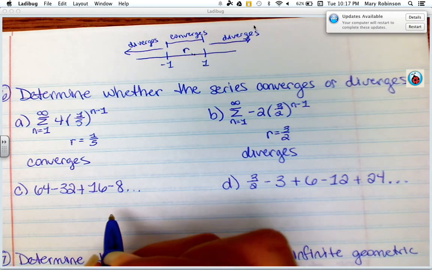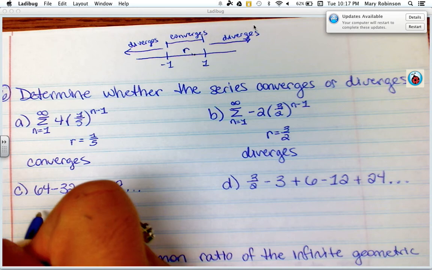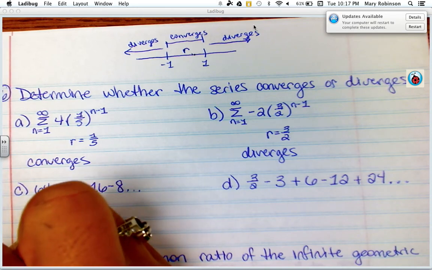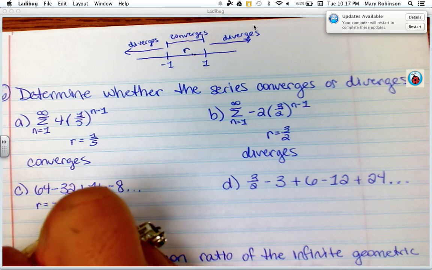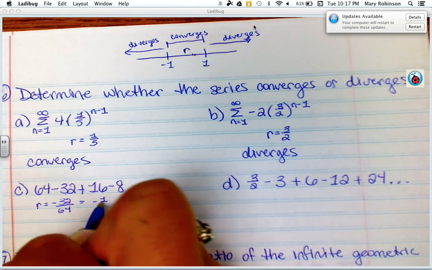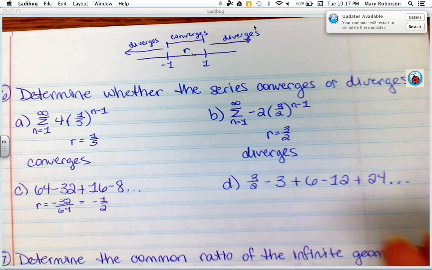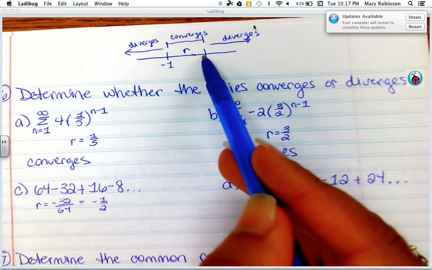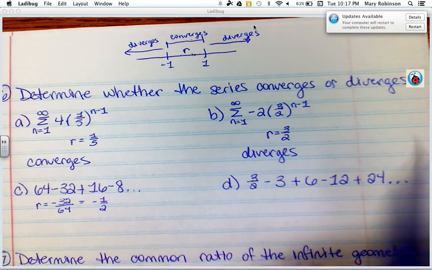Alright, so we're given the sequence in C, so the way we find R is we take the second term, so -32, and divide it by the first term, 64, and we get -1/2. So -1/2 is in between -1 and 1, so it converges.